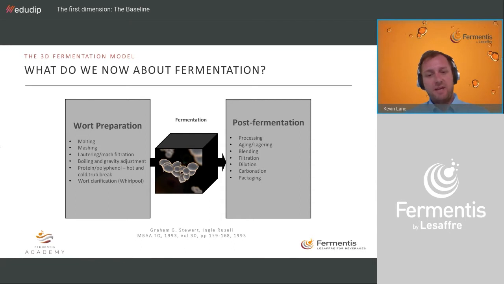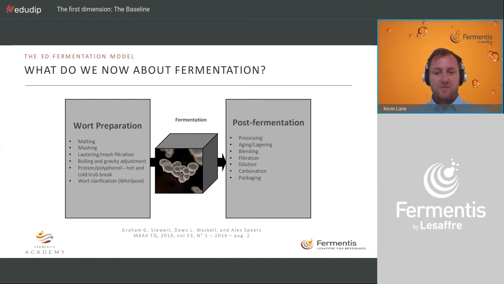And what Graham said in this technical quarterly was that fermentation in 1993 was really a black box. We really didn't know that much about the fermentation phase of making beer. We knew about the wort preparation beforehand, we knew about post-fermentation, but that fermentation part, which involves yeast, which is why I'm talking about it, was more or less a black box.